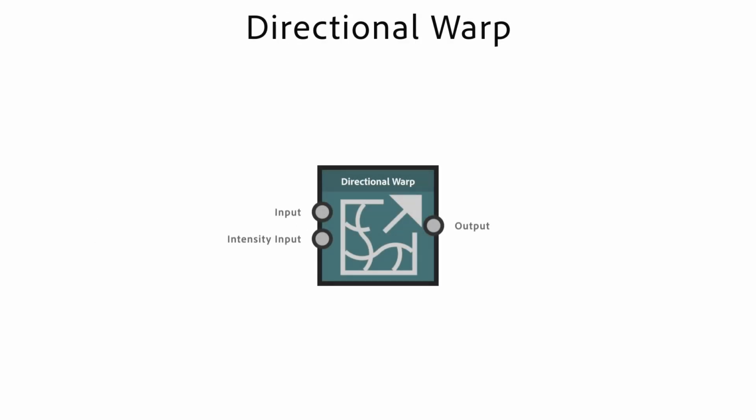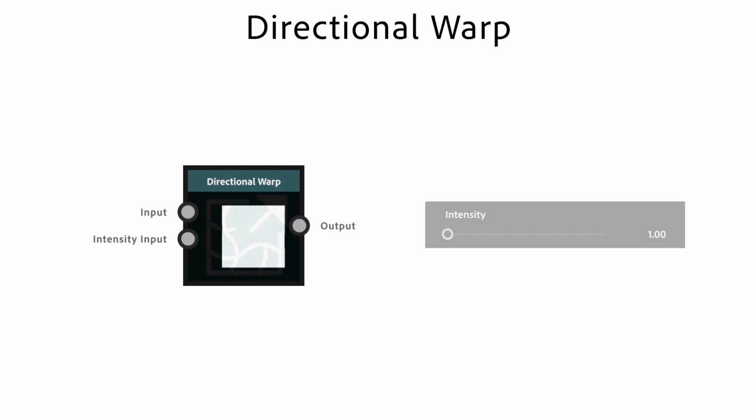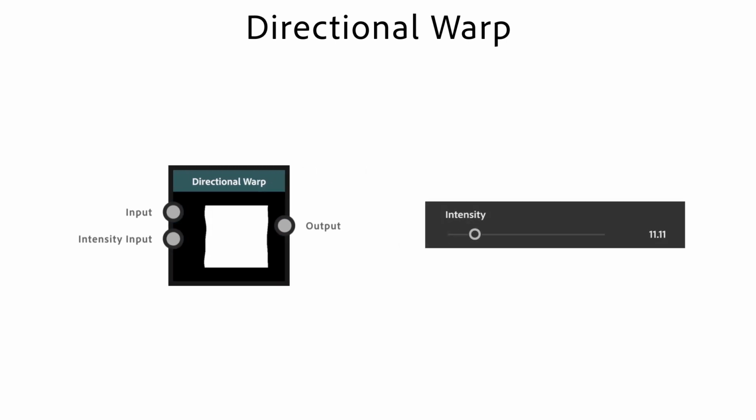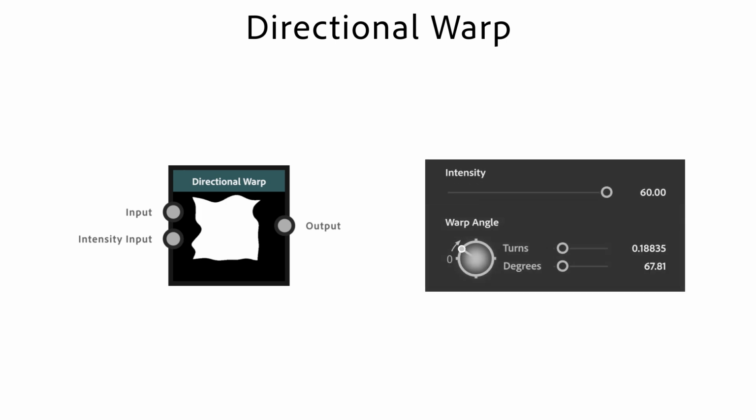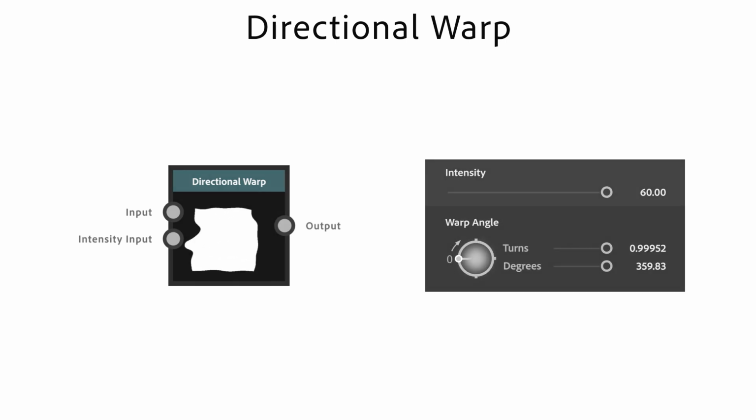The directional warp node warps shapes in a certain direction based on an intensity input. Intensity is the main control for the warp. There's never one right value. It depends on your inputs. Don't hesitate to type in a really high value beyond 1. Warp angle sets the angle of the warp effect.